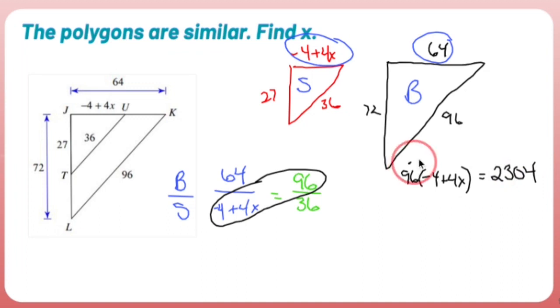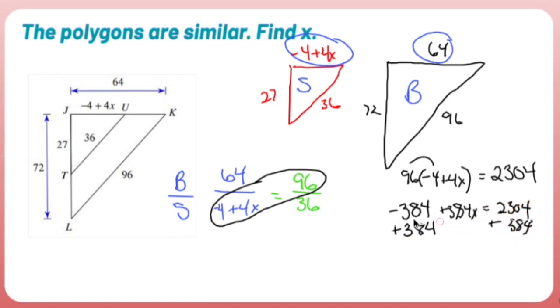Now I distribute. 96 times -4 is going to be -384, plus 384x equals 2,304. If I add 384 to both sides, that gets me 384x equals 2,688.